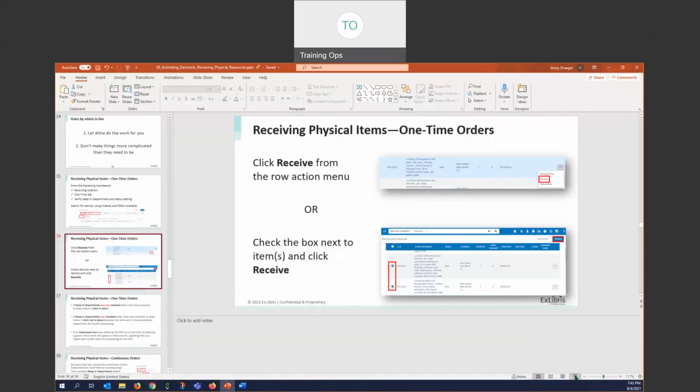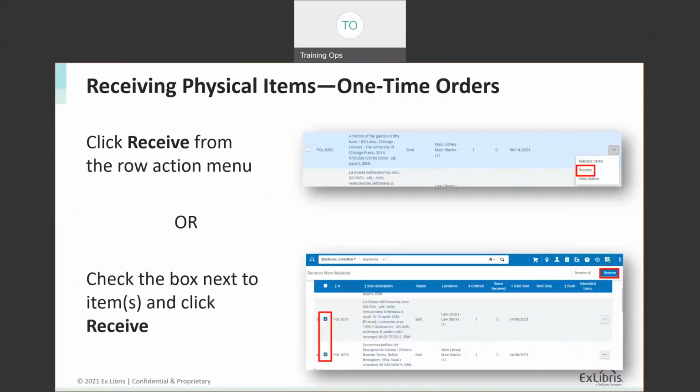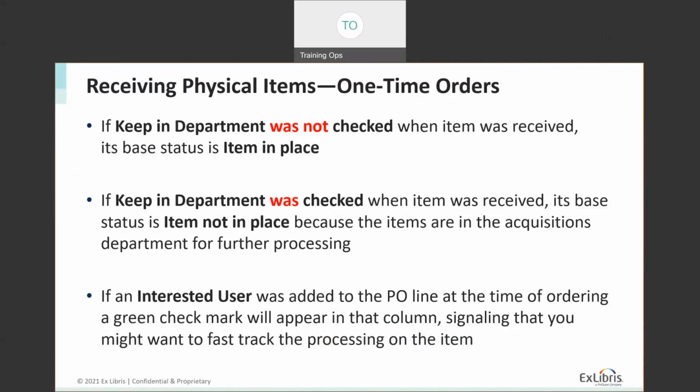Now, let's talk about continuous orders. Oh, this is talking about what happens if the keep in department box was not checked. If you don't check that box and you receive an item, Alma says the item is in place immediately. Alma thinks it's on the shelf. Okay. If keep in department was checked, the base status of the item still says item not in place. It's got that work order on it, and it's back in tech services, awaiting further cataloging, processing, etc.